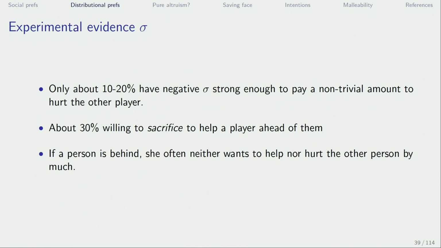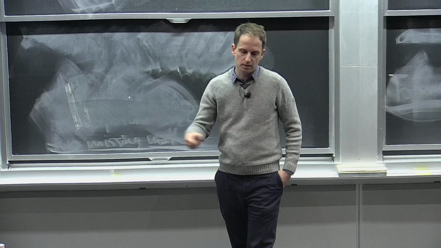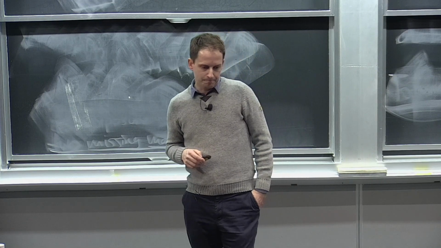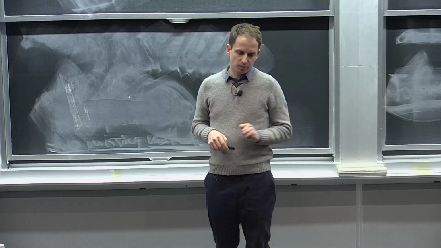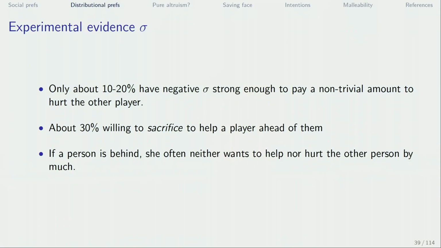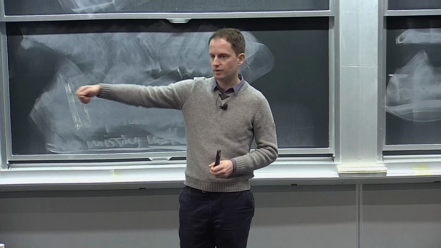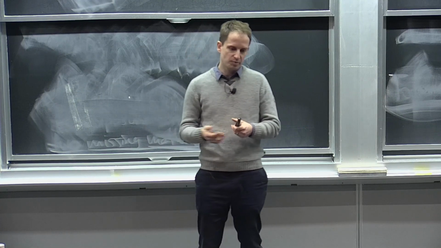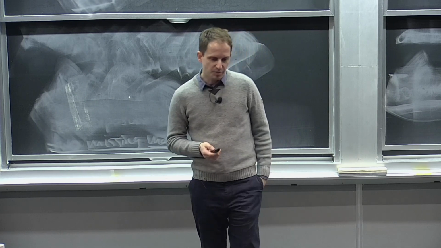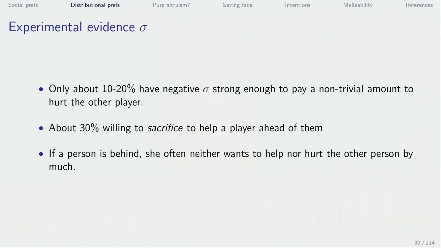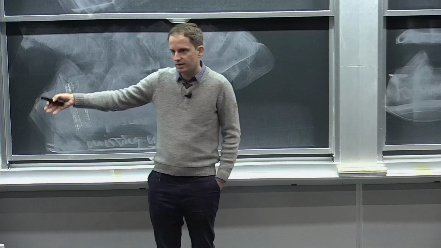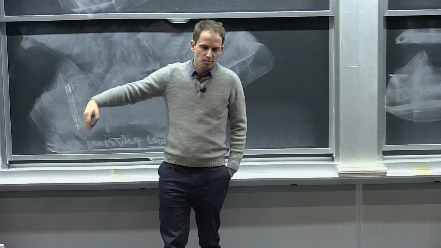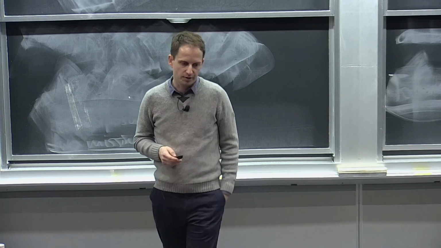What's the experimental evidence of sigma? Only about 10 to 20% of players have sigma strong enough to pay a non-trivial amount to hurt the other player. These are people who reject offers. About 30% of people will sacrifice to help a player ahead of them. So even if they're behind and have the option to help the person in front of them, 30% of people will do that. If a person is behind, she often doesn't want to help or hurt the other person by much. Essentially, you're like, whatever, I don't care about this other person. I don't feel inclined to do very much, but I'm also not necessarily hurting them.